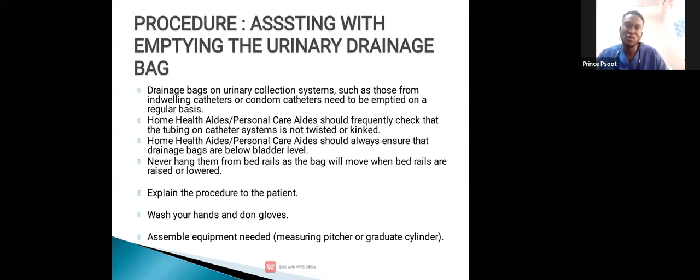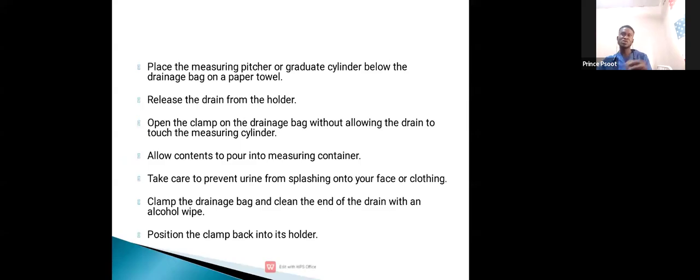So after all these are done, you explain to the patient, then you wash your hands and put on clean gloves. Then assemble the equipment that you need for the procedure, like a measuring pitcher or the graduated cylinder, or the calibrated cylinder as well. Place the measuring pitcher or the graduated cylinder below the drainage bag on a paper towel.